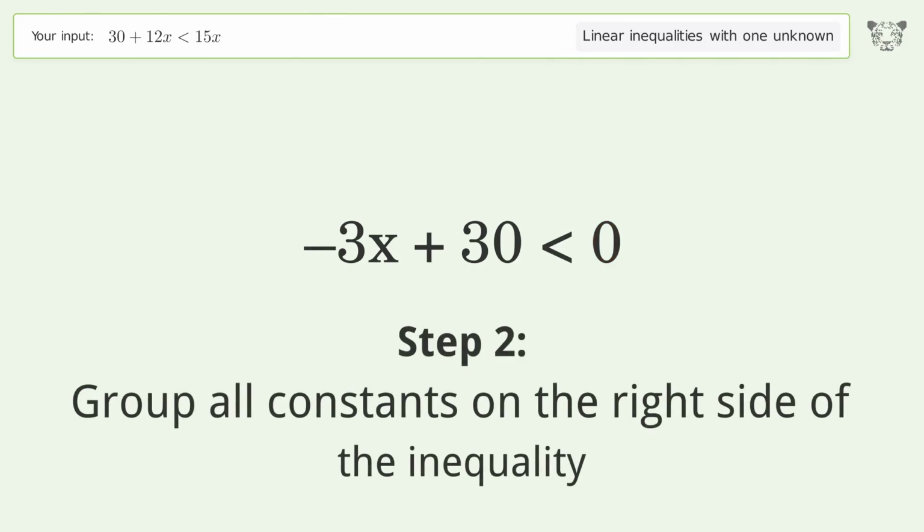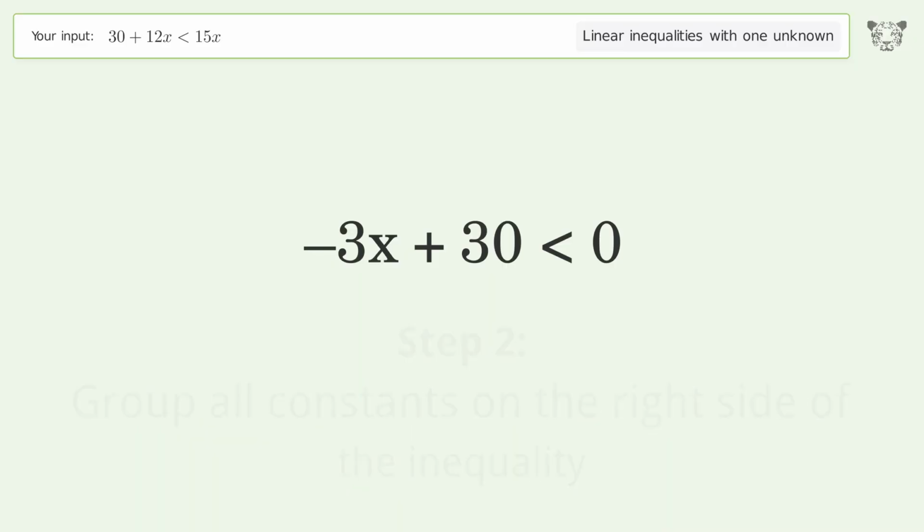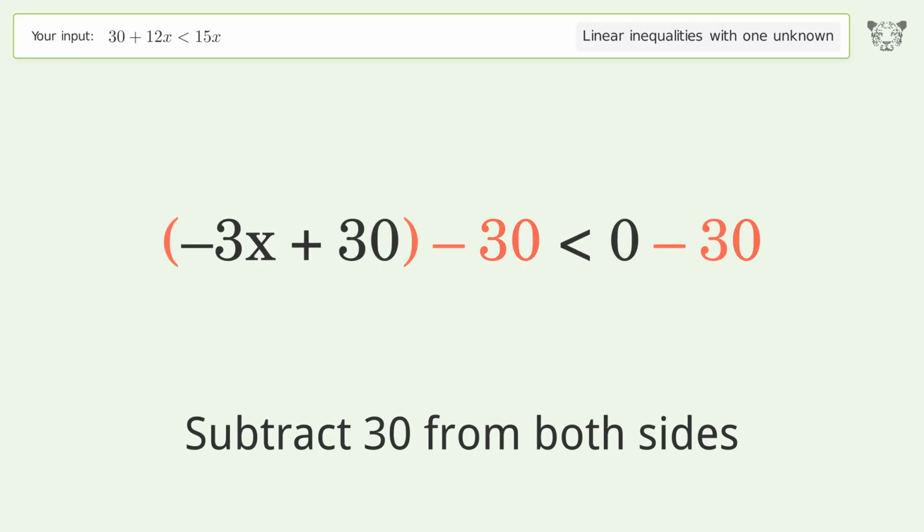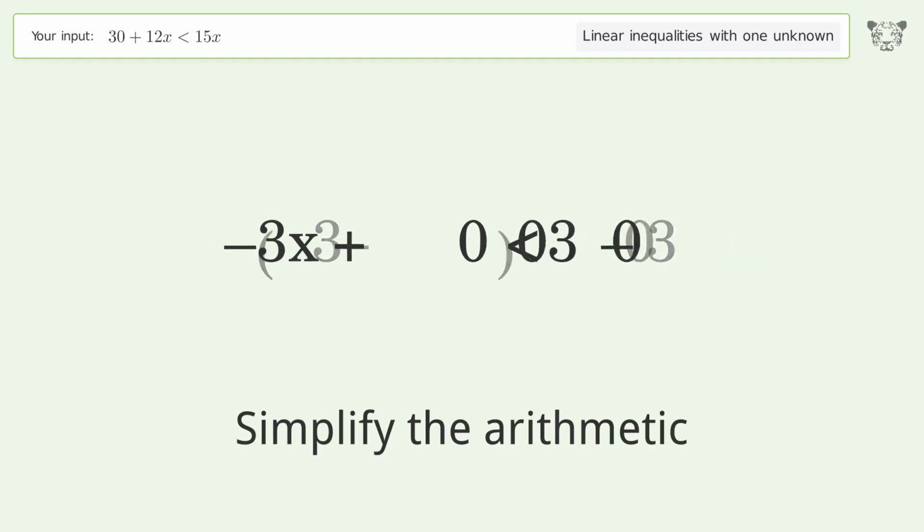Group all constants on the right side of the inequality. Subtract 30 from both sides. Simplify the arithmetic.